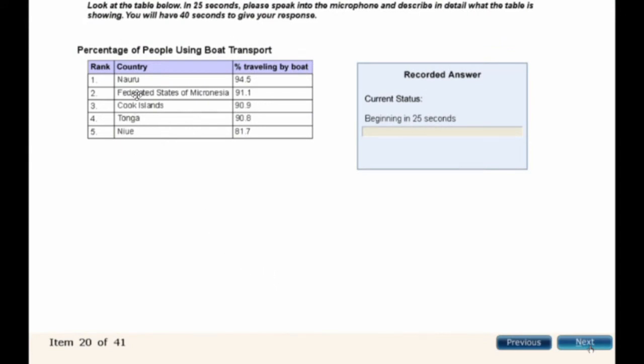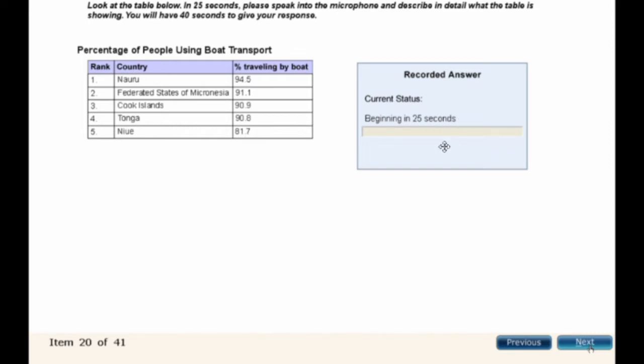On the left side, you have your image, and on the right side, you have your recorder. Now you'll notice that it says beginning in 25 seconds. That means when the 25 seconds are over, the recording will start. Now these 25 seconds are your preparation time. And what you want to do is look over your image and think of what are the points that you want to say.